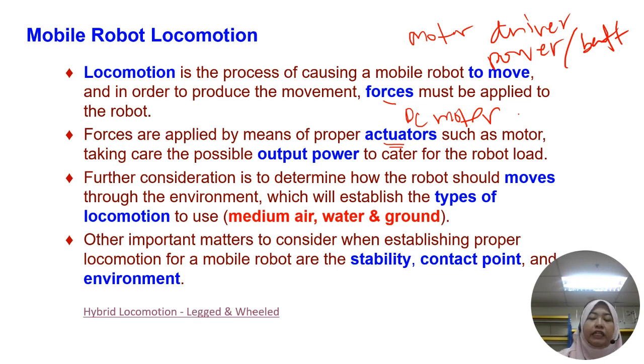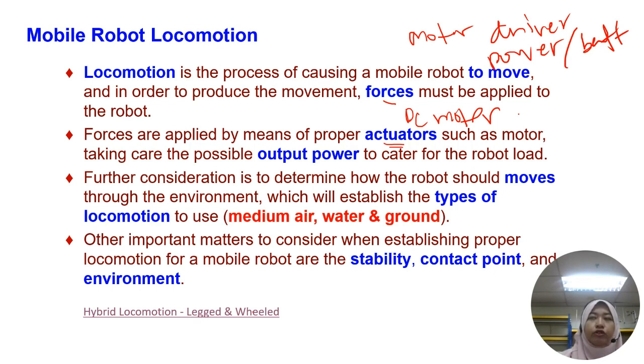For example, kalau you nak pergi laju, you have to give more power to the actuator. Kalau you nak pergi slow, then you have to give less power lah to the actuator. Further consideration that we need to do when we try to choose the types of the locomotion.